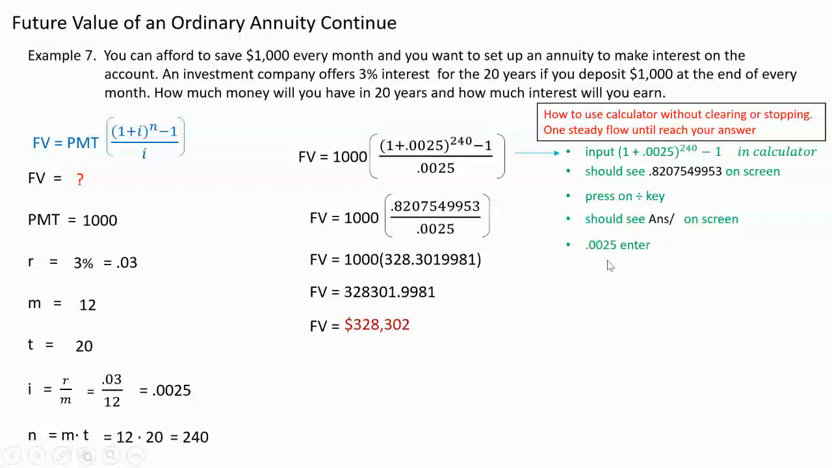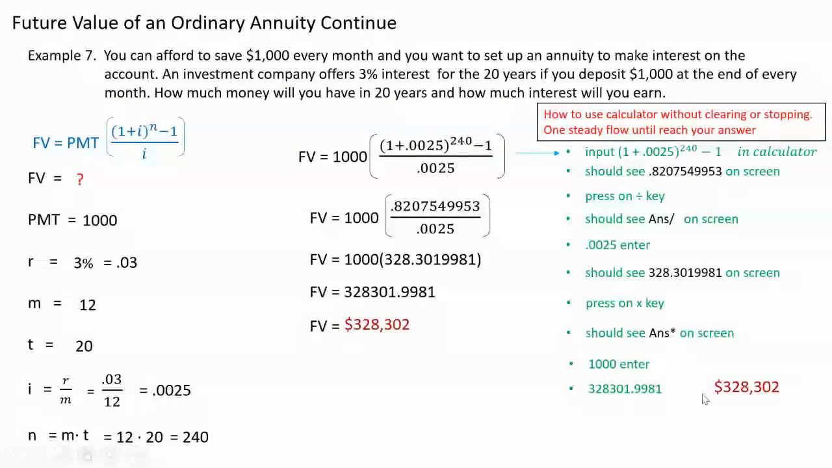Now you're going to enter 0.0025, and then you enter. So this is the answer that you should see on your screen, which is the same answer here. Now you're going to hit the times, because you're going to multiply by 1,000. This is what you should see on the calculator. You're going to enter 1,000, and that's your answer.